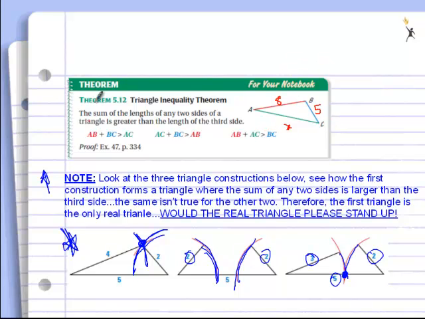Well, now, let's say I'm going to solve this first one. AB plus BC has to be greater than AC. If I substitute everything in, AB is 8, BC is 5, and that has to be greater than AC, which is x. There's one inequality I have to solve. Another one is this one. AC plus BC has to be greater than AB. Well, AC is x, BC is 5, and it has to be greater than AB, which is 8. There's a second one I need to solve. The third one is AB, which is 8, plus AC, which is x, has to be greater than BC, which is 5.